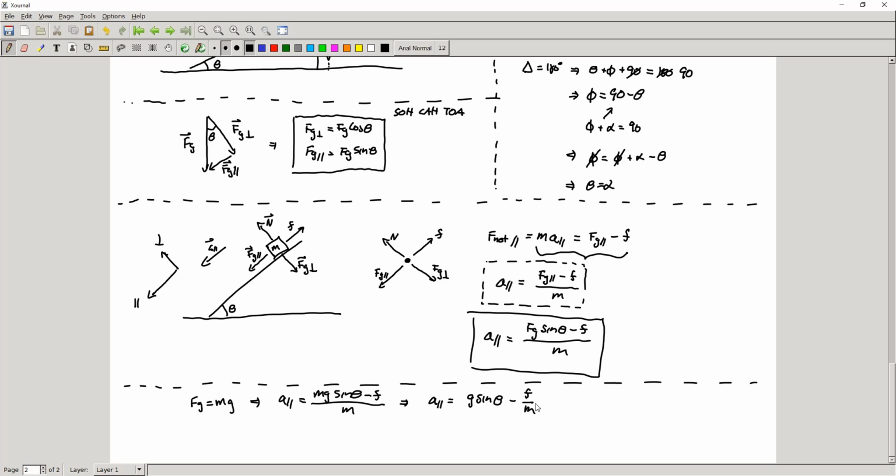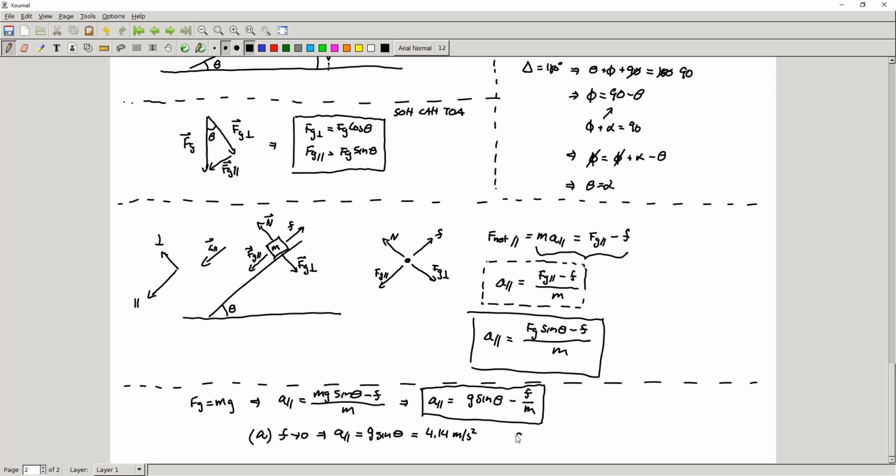Okay, and now it's just a matter of substituting in numbers. So this is our formula, and for part A, we want to know what the acceleration would be if the force of friction opposing motion was 0. So we would just set f to 0, and this tells us that the acceleration in the parallel direction is going to be equal to g sine theta. At this point you would just substitute a number: 9.8 for g, and your theta is 25 degrees. If you did that, you would find an acceleration of 4.14 meters per second squared.